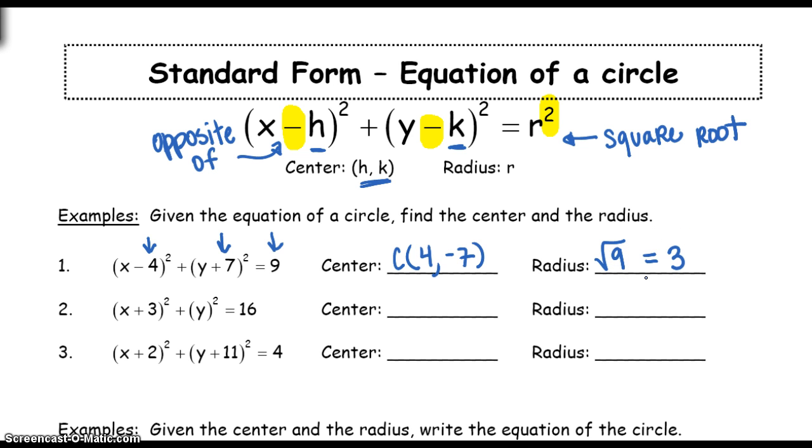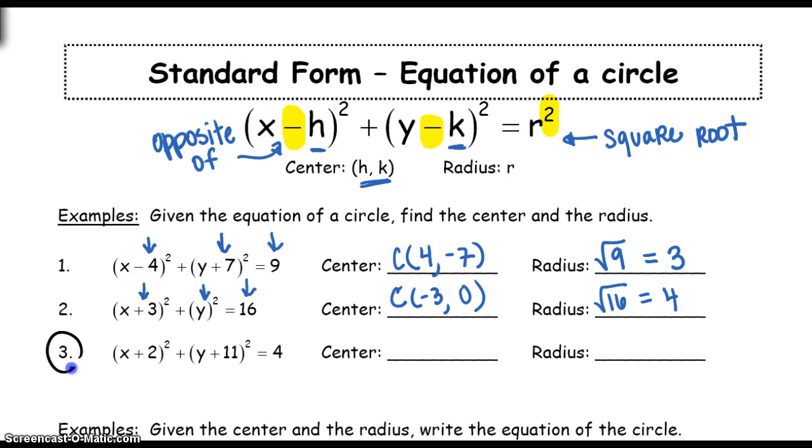Now I'm going to talk about number 2. On number 2, we're going to do the same thing. So what's the opposite of 3? That's going to be -3. And what's really kind of weird and freaky, there's no number here with the y. But there's no number with the y, that's okay. You're just going to write 0. And then we have to worry about our radius. So the square root of 16 is going to end up giving you 4.